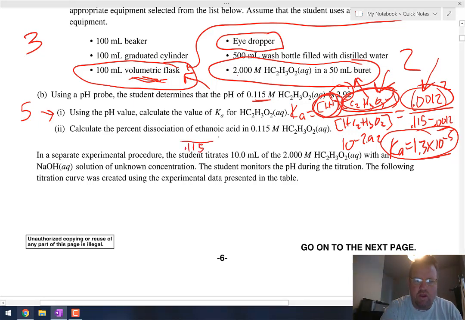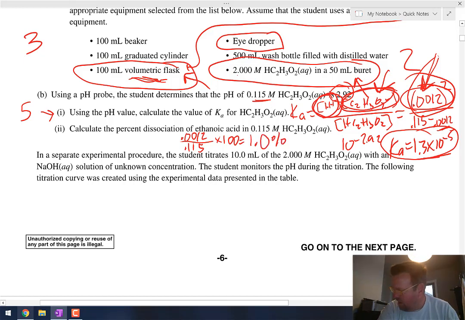So that's what we started with. And then how much of it dissociated? Well, the concentration of the hydrogen ion is 0.0012. So we're just going to take 0.0012, divide by 0.115, multiply by 100, and I got an answer of 1.0%. Okay, and that is the correct response. You did get 1 point for that, so we're up to 6 points so far.